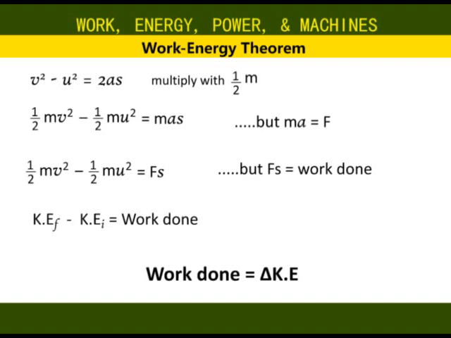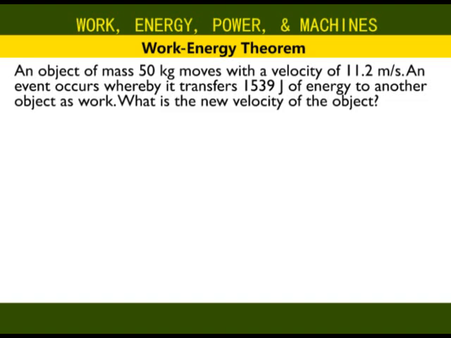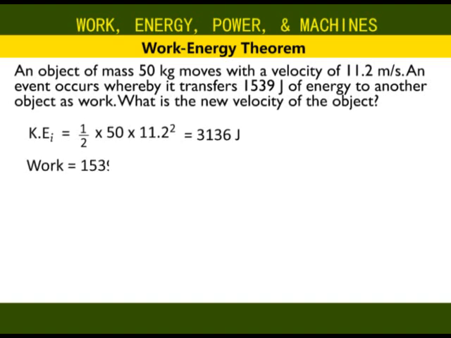Let's take an example. An object of mass 50 kilograms moves with a velocity of 11.2 meters per second. An event occurs where it transfers 1,539 joules of energy to another object as work. What is the new velocity of the object? Initial kinetic energy is equal to a half times 50 times 11.2 squared. That gives us 3,136 joules. Work done is equal to 1,539 joules.